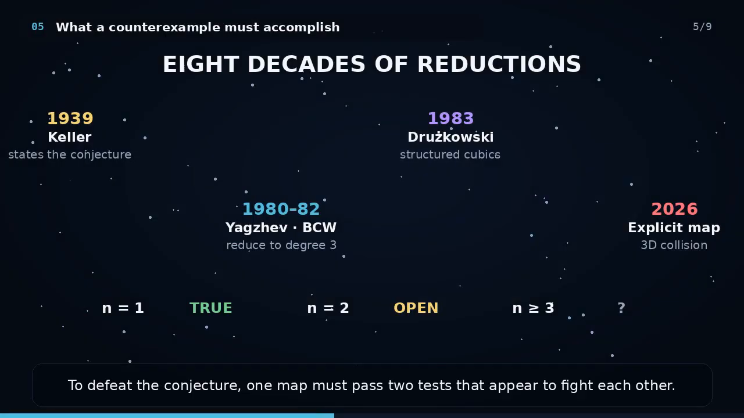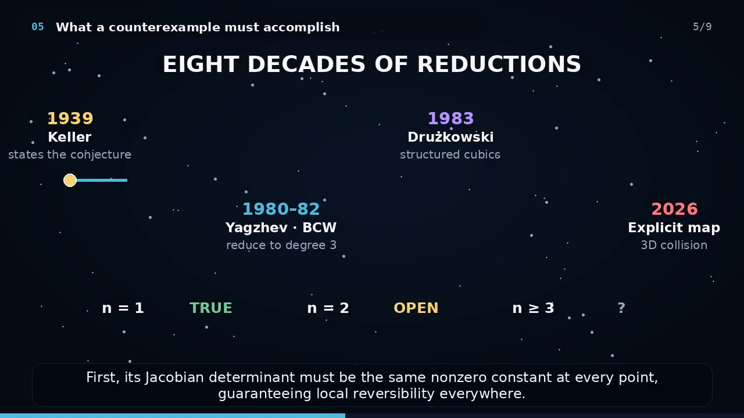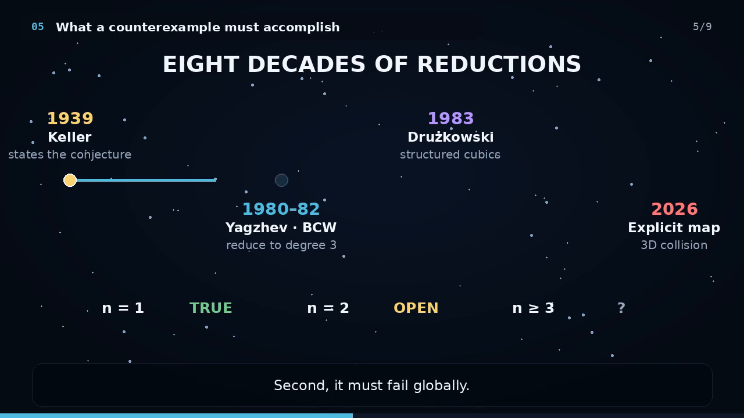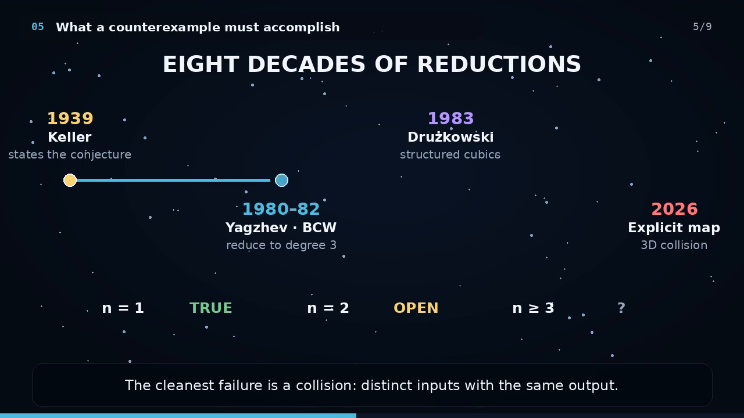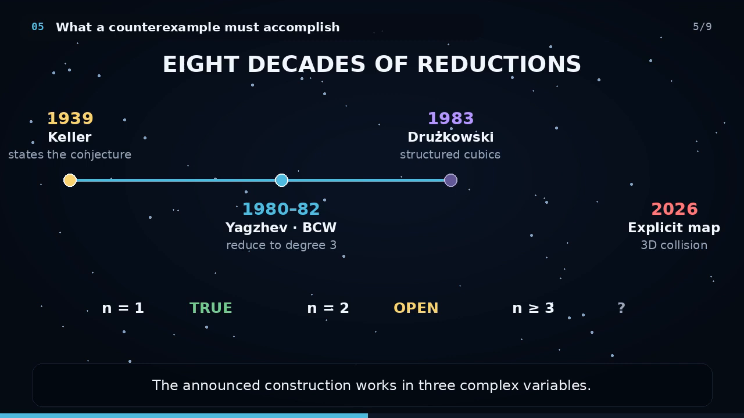To defeat the conjecture, one map must pass 2 tests that appear to fight each other. First, its Jacobian determinant must be the same non-zero constant at every point, guaranteeing local reversibility everywhere. Second, it must fail globally. The cleanest failure is a collision, distinct inputs with the same output. The announced construction works in 3 complex variables.